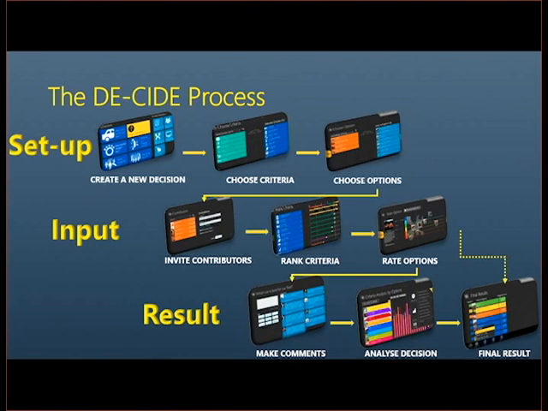So now you've seen the overview of a very simple process which allows you to make simpler, smarter decisions. It starts with the setup by deciding what is the decision you're going to make, what criteria do you want to choose from, and what options you will want to give consideration to. You then want to set up the input from the stakeholders and the contributors that you think would be valuable. You invite them by email, and they can contribute either on the web or by downloading the app, and they rank the criteria, rate the options, and as a result, you now have the commentary and an extensive analysis of the decision to finally end up with a result that you can feel confident about. Smarter, shared decisions. That's what DE-CIDE does for you.